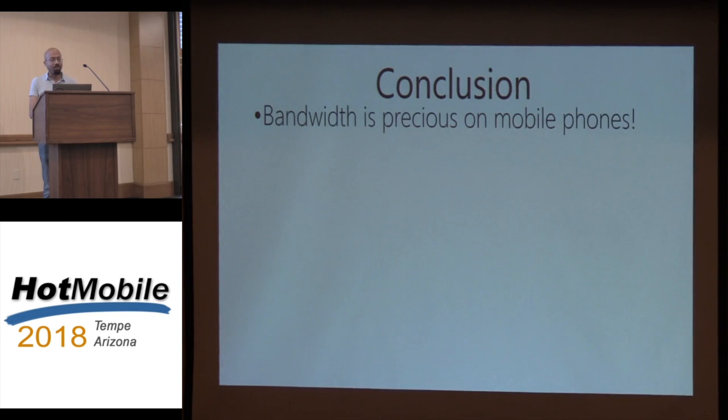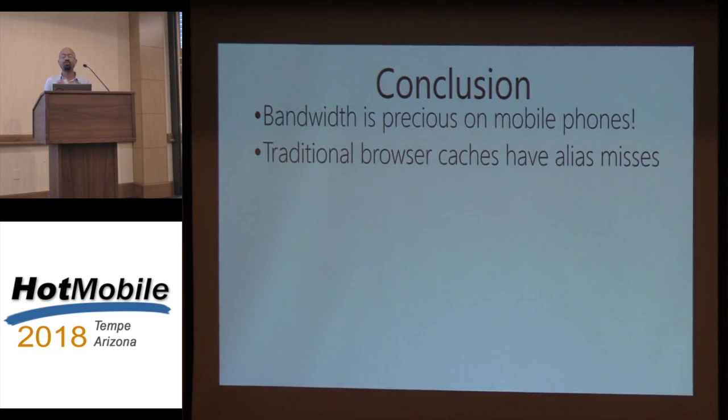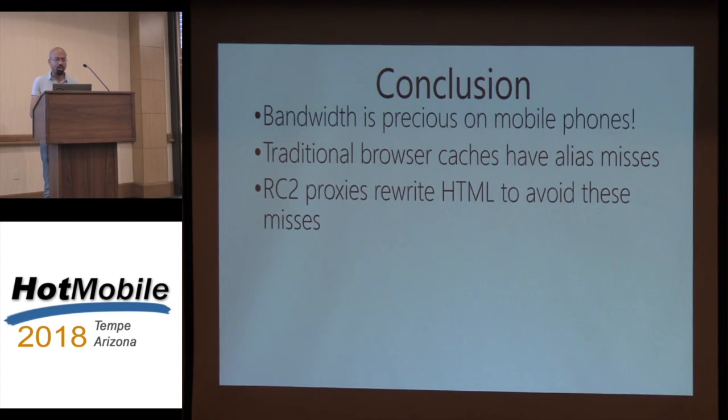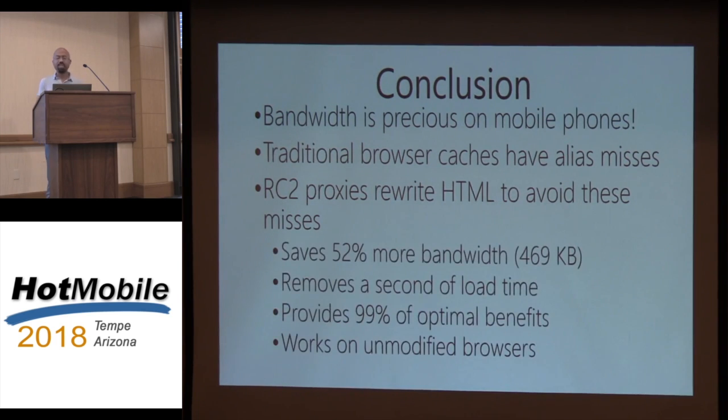So in conclusion, bandwidth is precious on mobile phones. Traditional browser caches suffer from these alias misses, which actually make them consume more bandwidth than necessary. So in this talk, I've described RC2, which is a proxying system that rewrites HTML to avoid these misses. It saves 52% more bandwidth than traditional cache logic, removes a second of load time, and provides 99% of the optimal benefits. And finally, but not least, it works on unmodified browsers.